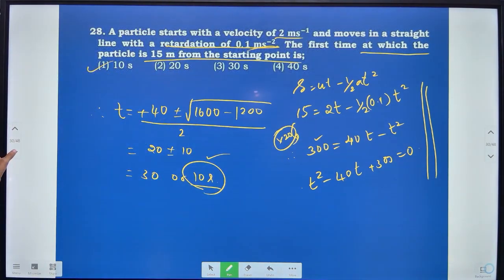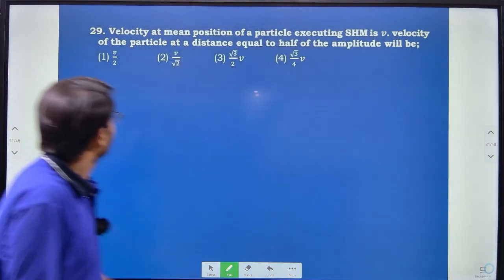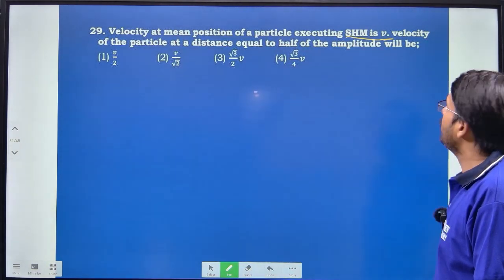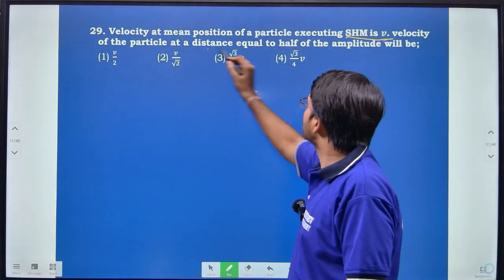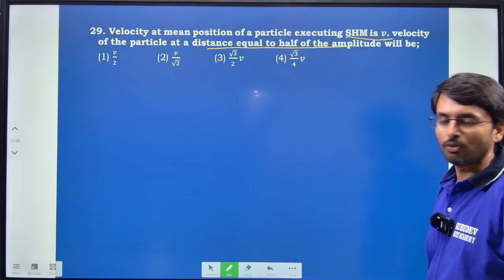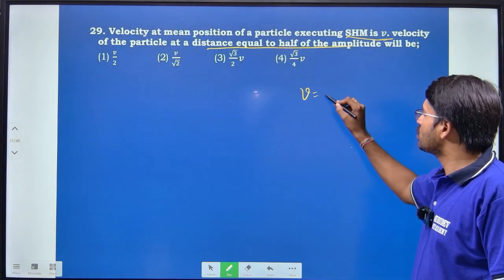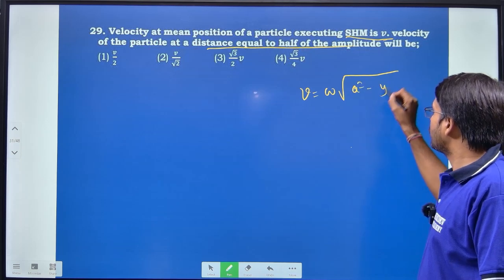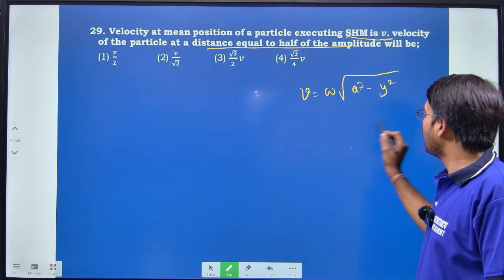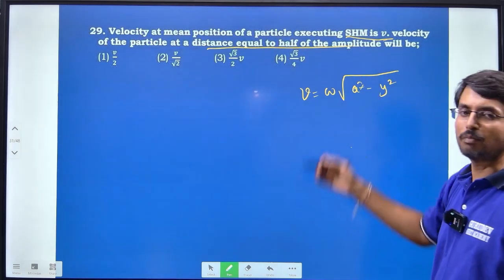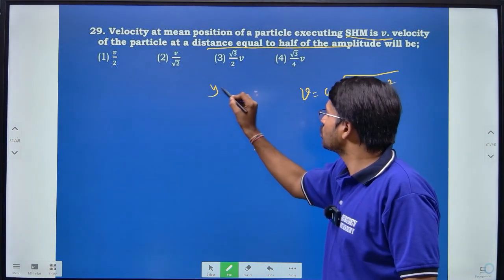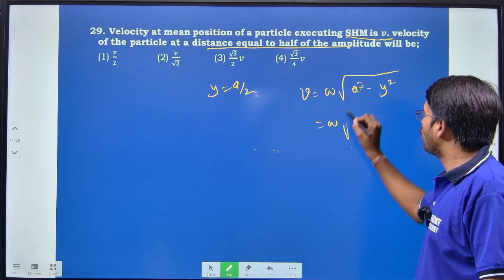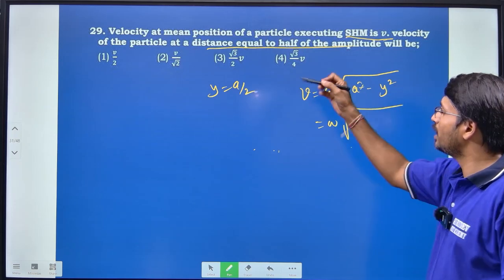Fine. Next, velocity at the mean position of a particle executing simple harmonic motion is v. What is the velocity of the particle at a distance equal to half of the amplitude? What is the general equation for the velocity? We know that it is omega root of a square minus y square. What is the y they have given? y is half of the amplitude, so y equals a divided by 2. If that is the case, simplify here: y equals a by 2 whole square.